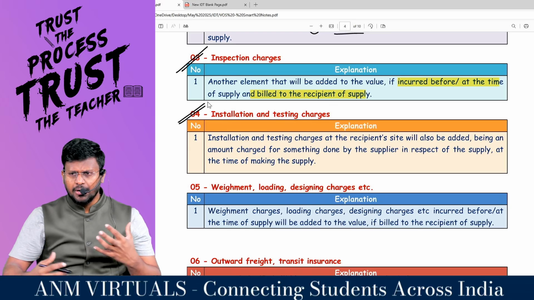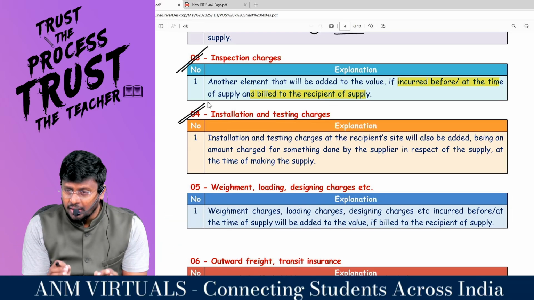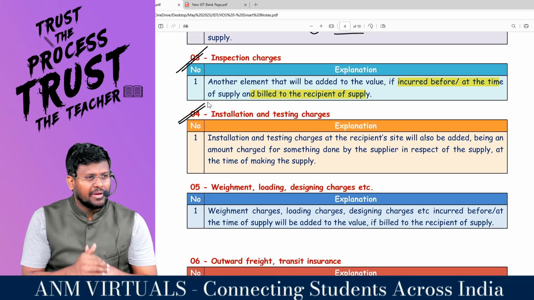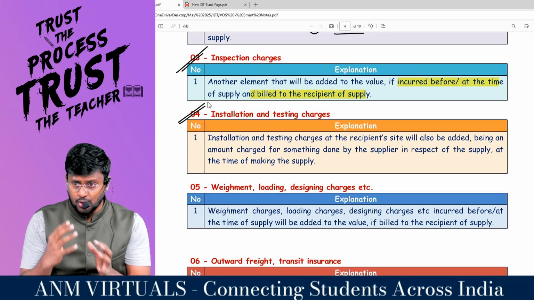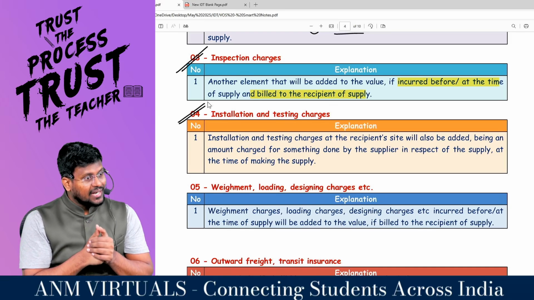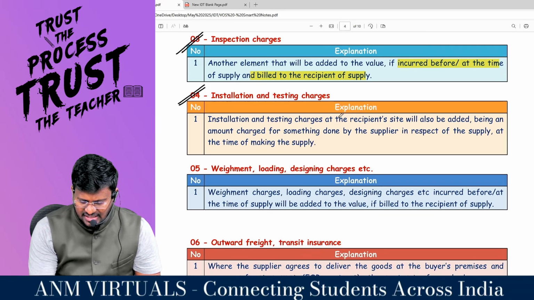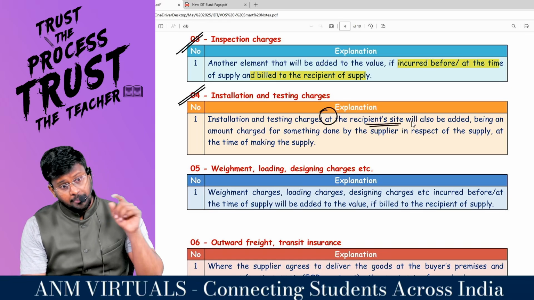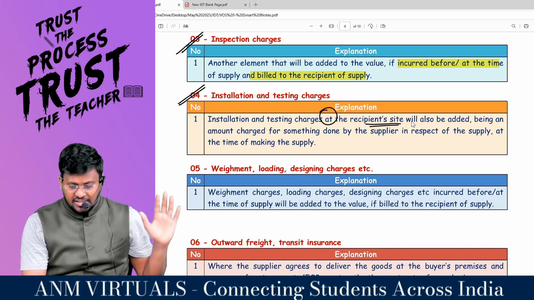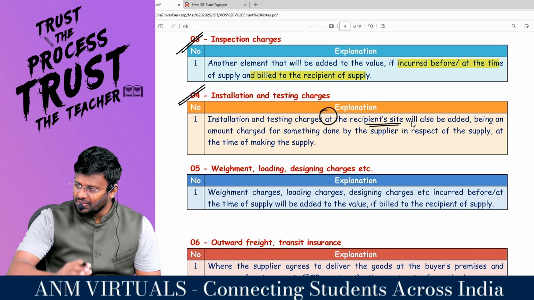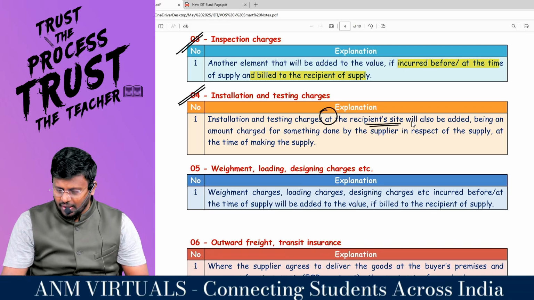For example, a big plant and machinery has to be assembled or installed at a particular place. To install that, my dear lovable students, they will be incurring some extra expenses. For example, if you purchase an AC, they will be collecting 1,500 rupees or 2,000 rupees for installation charges. Hello, sir. That is an incidental expense that has to be included in the value. So, installation and testing charges at whose site? Recipient site will also be added, being an amount charged for something done by the supplier in respect of supply at the time of making the supply. Sir, if the supplier has done anything before supply of goods or services or both, then that should be included in the value of supply.